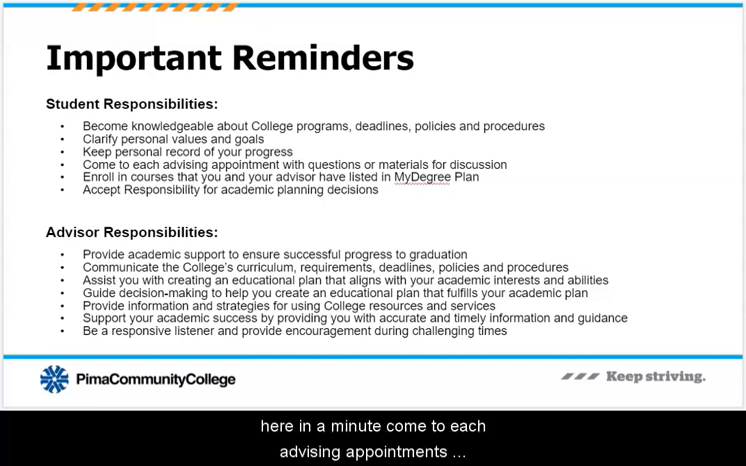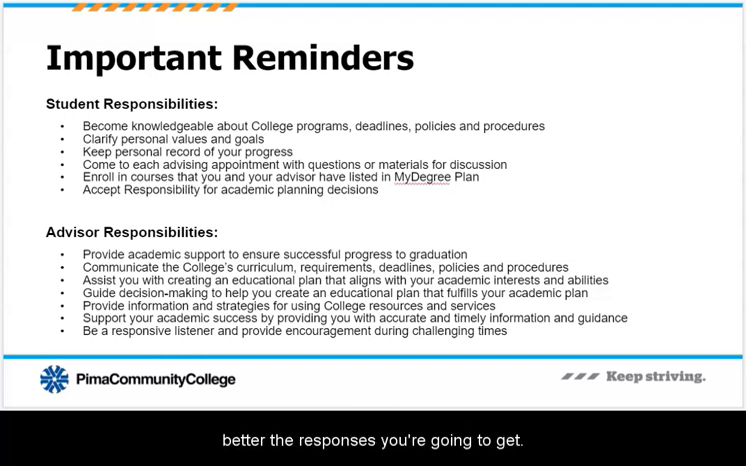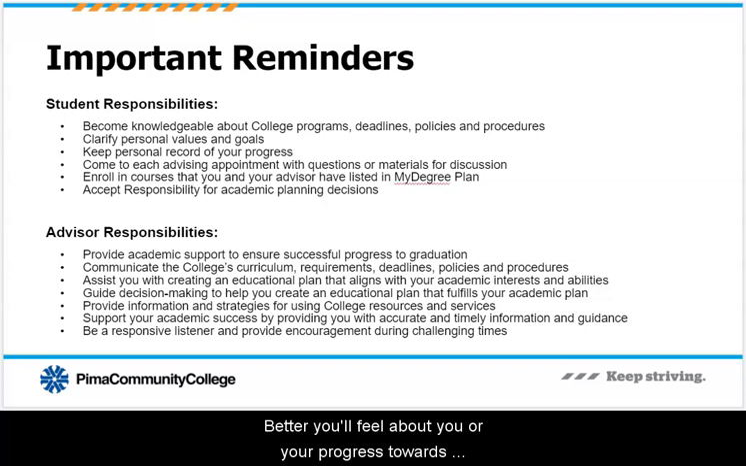Come to each advising appointment with questions and materials for discussion. Like I mentioned earlier too, I cannot really read your mind. So you want to make sure that you come with any kind of specific questions. The more specific the questions, the better the responses you're going to get and the better you'll feel about your progress towards degree completion. You want to enroll in courses that you made with your advisor and listed in your My Degree Plan, and then accept responsibility for academic planning decisions.